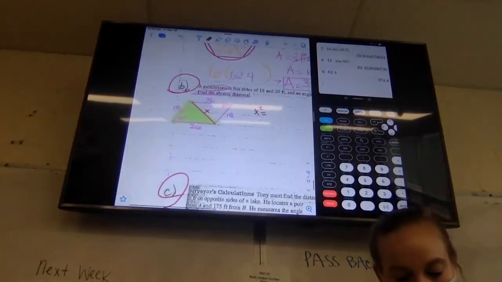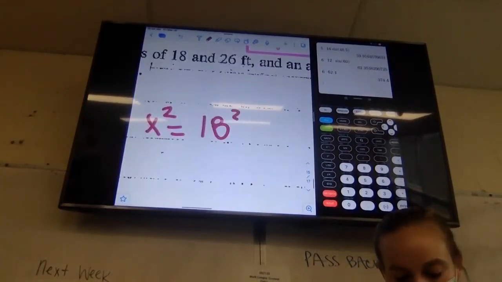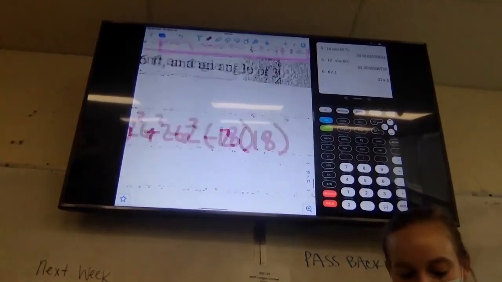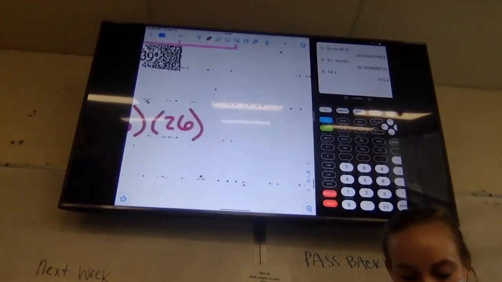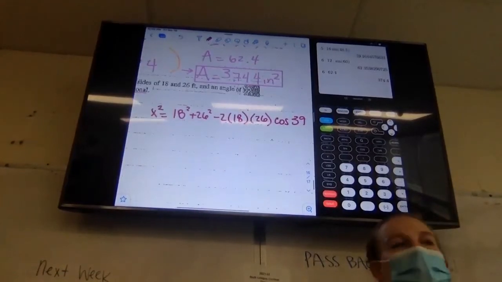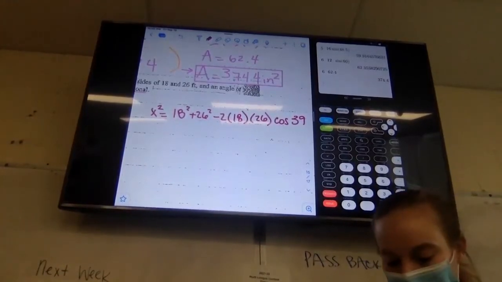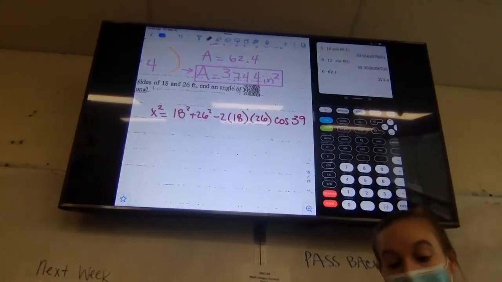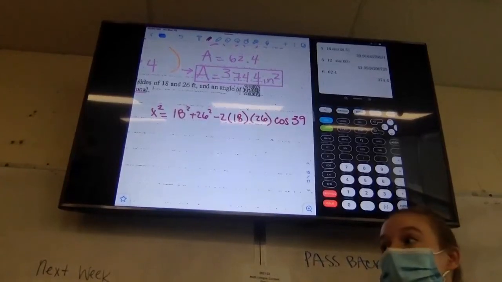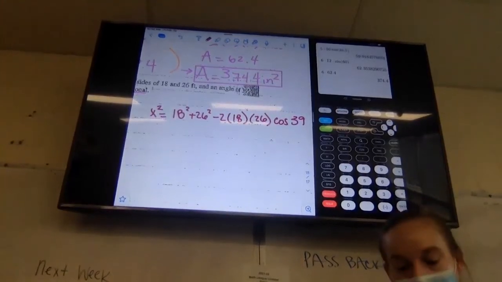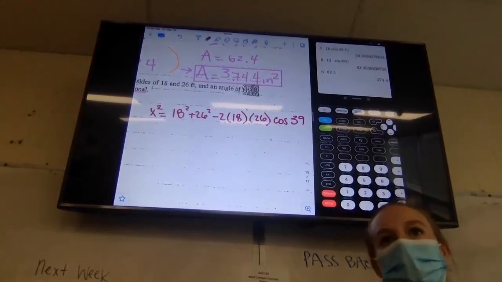All right, so I'm going to do x squared equals 18 squared plus 26 squared. Don't fall apart yet, we're almost done. Minus 2 times 18 times 26 times cosine of 39. I'm zooming so I can write that nicely, and now I can zoom out. This is actually the easiest way we can do law of cosines, because I could almost put all of the right side into the calculator and then do a square root and call that a day. We're going to do that one. It's going to be easy like this one.